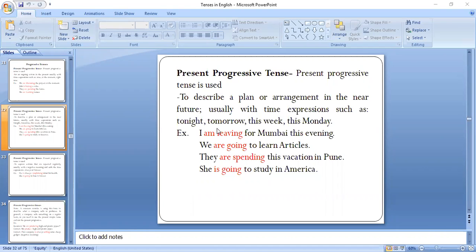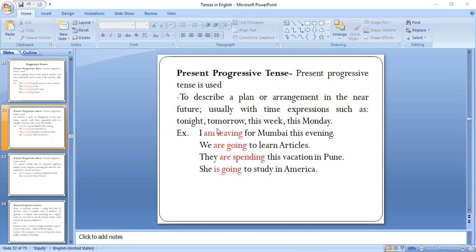We are going to learn articles. So this is the near future. We are going to learn articles. आम्ही आता आर्टिकल्स शिकणार आहोत. We are going to learn articles. This is the near future.